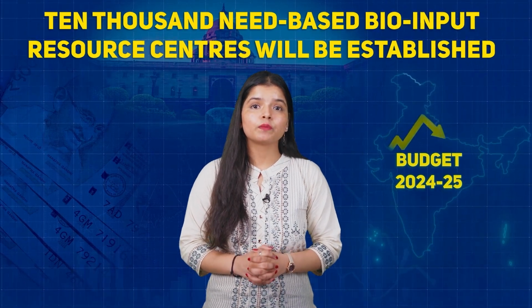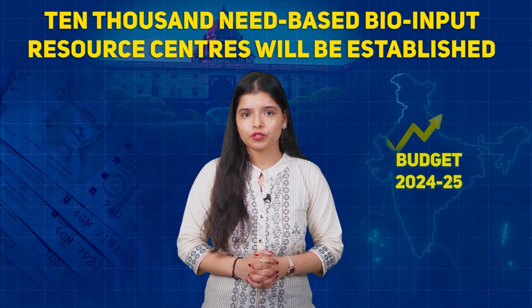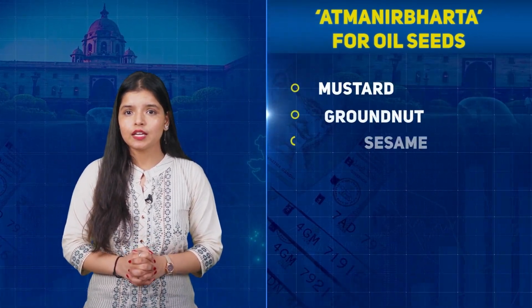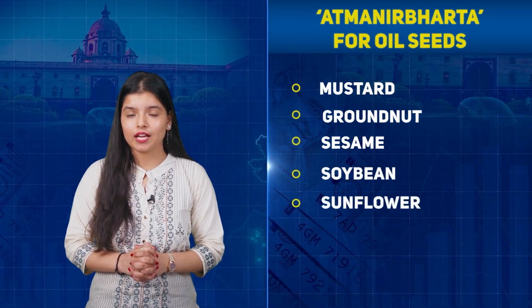10,000 need-based bio-input resources centers will be established. Moreover, in terms of mission for pulses and oilseeds, a strategy is being put in place to achieve Atmanirbharta for oilseeds such as mustard, groundnut, sesame, soybean and sunflower, as announced in the interim budget. In terms of vegetable production and supply chains, large-scale clusters for vegetable production will be developed closer to major consumption centers, and the government will promote farmer-producer organizations, cooperatives and startups for vegetable supply chains including collection, storage and marketing.